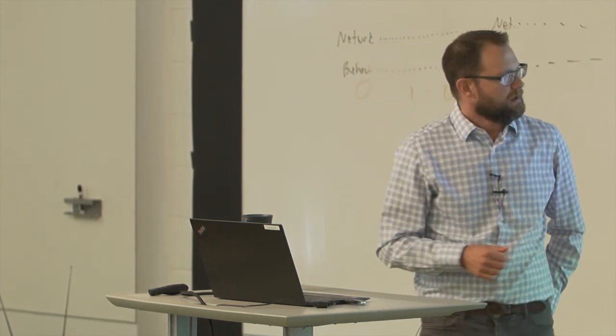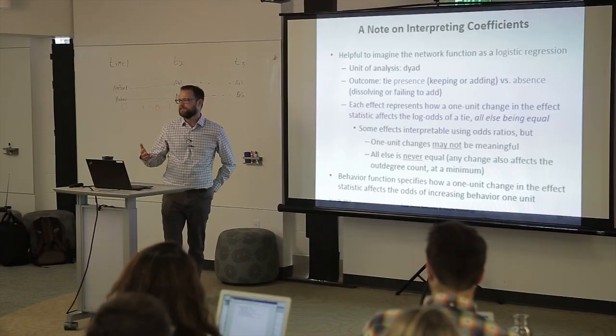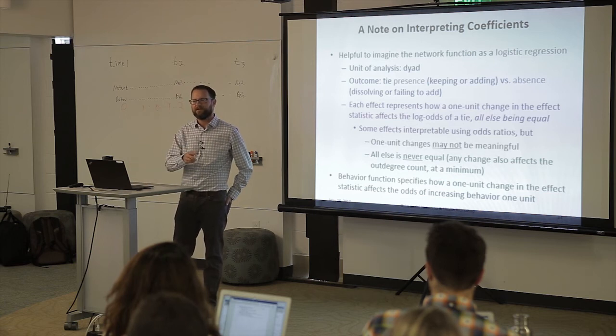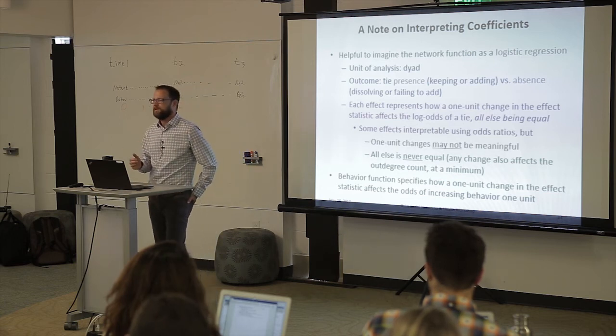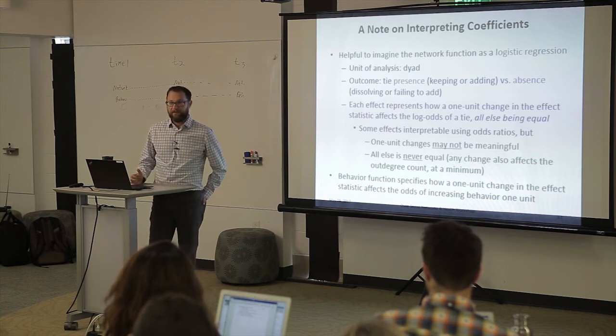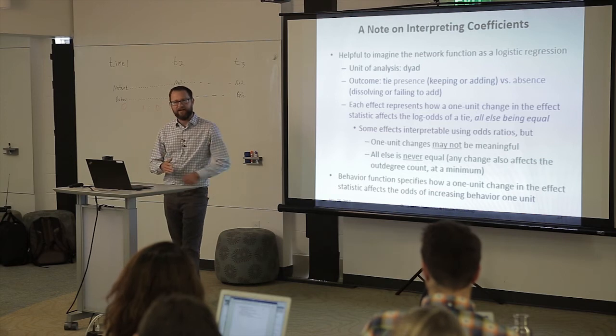Some of these you can convert into odds, if you like. It's the effect of a one-unit change on the outcome, all else being equal. But all else is never equal, okay? So a way to think about this is, if you're thinking about adding a tie versus dropping a tie, what's the effect of reciprocity?